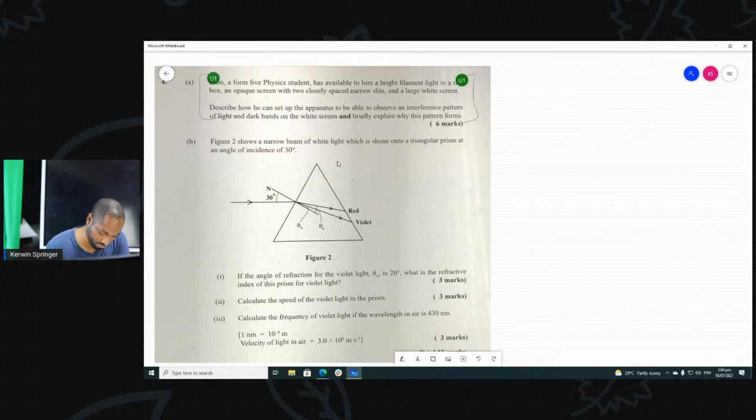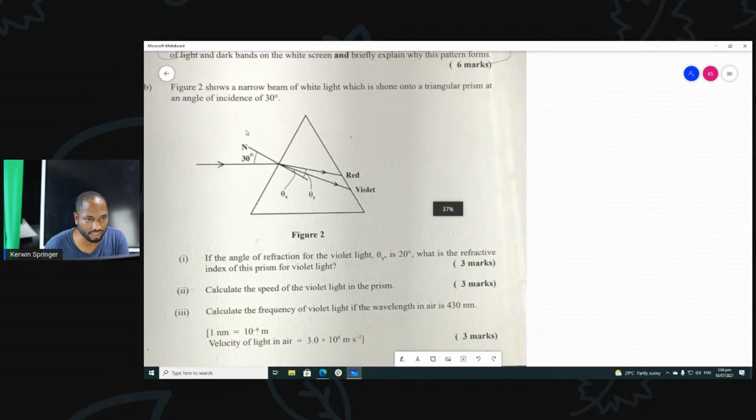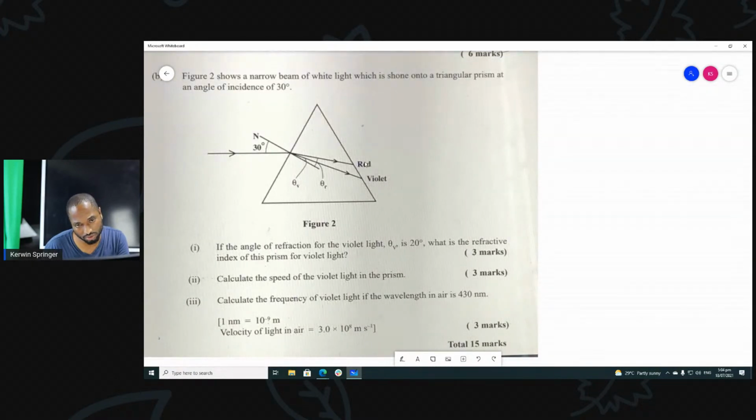So interference pattern, from notes. Figure 2 shows a narrow beam of white light which is shone onto a triangular prism at an angle of incidence of 30 degrees. Red, violet. If the angle of refraction for the violet light, theta v, is 20 degrees, what is the refractive index of the prism for violet light?